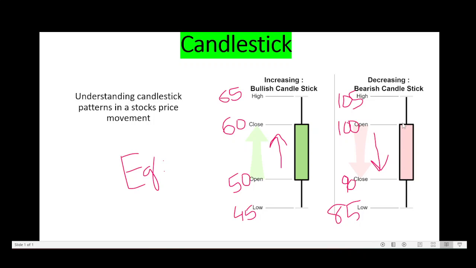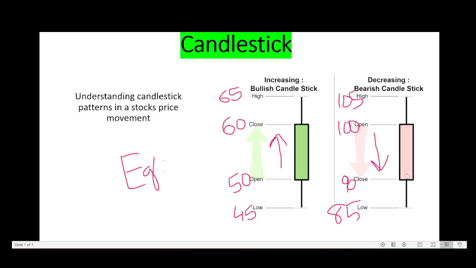Now let's say from the 100 rupees in that 1 minute time frame, it started decreasing. It came down to 90 rupees, but suddenly in between it went down to 85 rupees, then moved upward and closed here at 90 rupees. But in between, in that 1 minute time frame, the price also went up to 105 rupees and then came down. The opening price is this one, 100 rupees, but in between it suddenly went up to 105 and then came down.